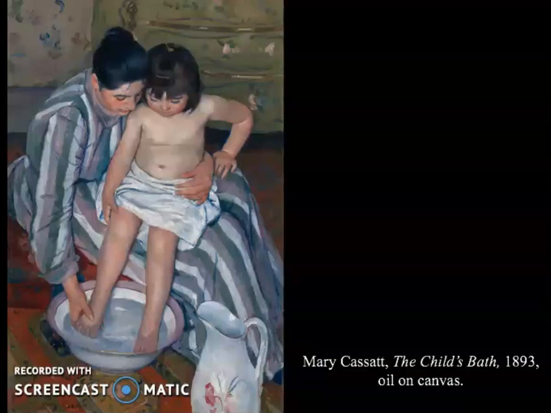So very, very powerful in this very subtle way. This everyday bathing of a child, this moment that is not special but becomes special in her representation in the painting. A very gentle touch of a mother and protection of the child, this little chubby little girl.